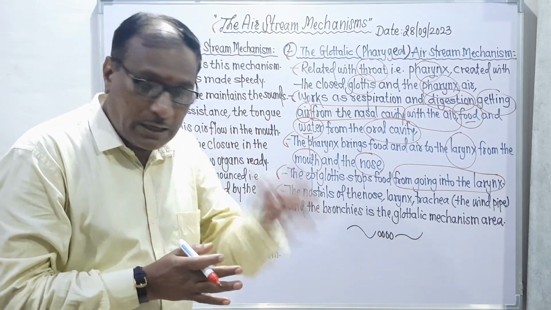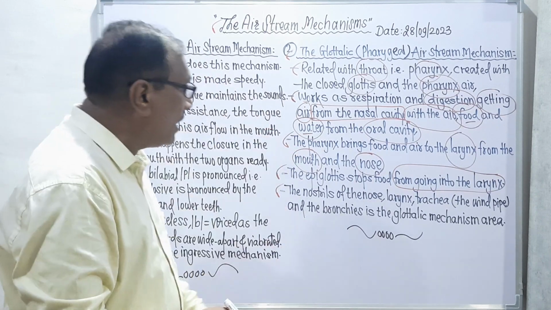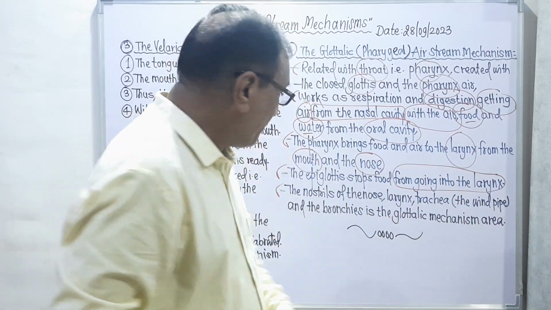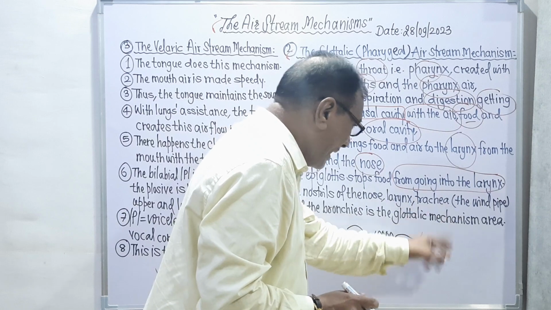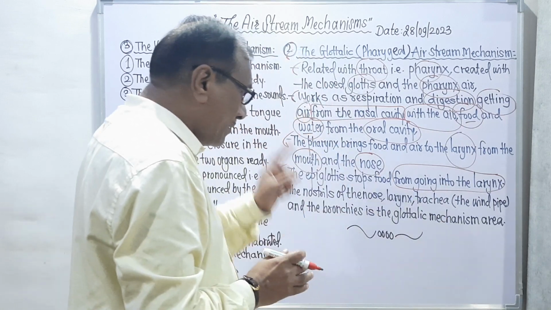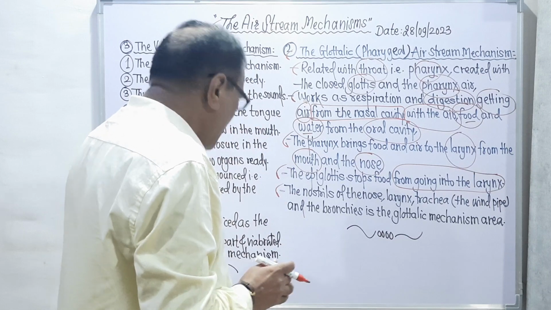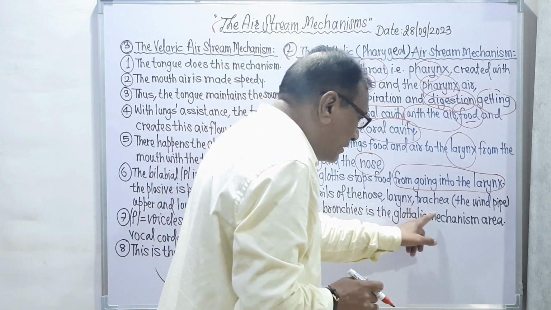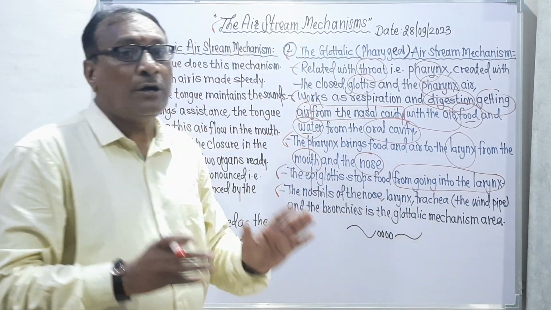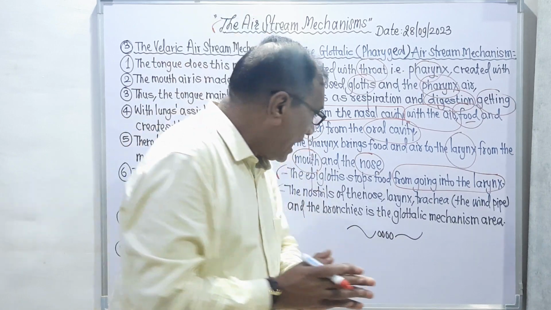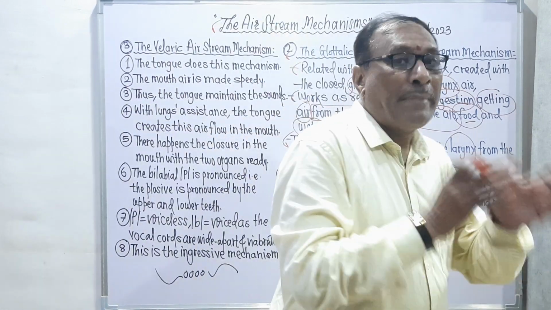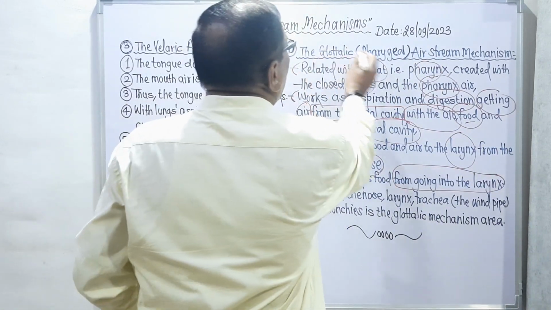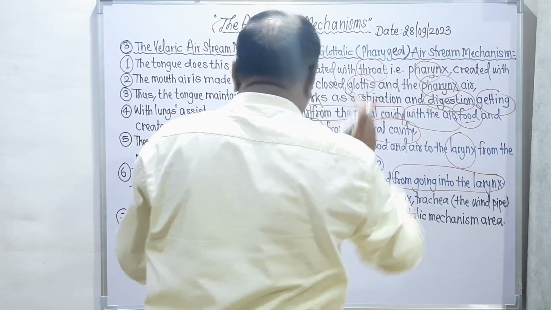These are the organs, and these organs are the glottalic mechanism area. So what is the glottalic mechanism area? The glottalic mechanism area is our nostrils, our larynx, our trachea, that is the windpipe, and the bronchus. Remember, here we have finished the glottalic pharyngeal airstream mechanism.